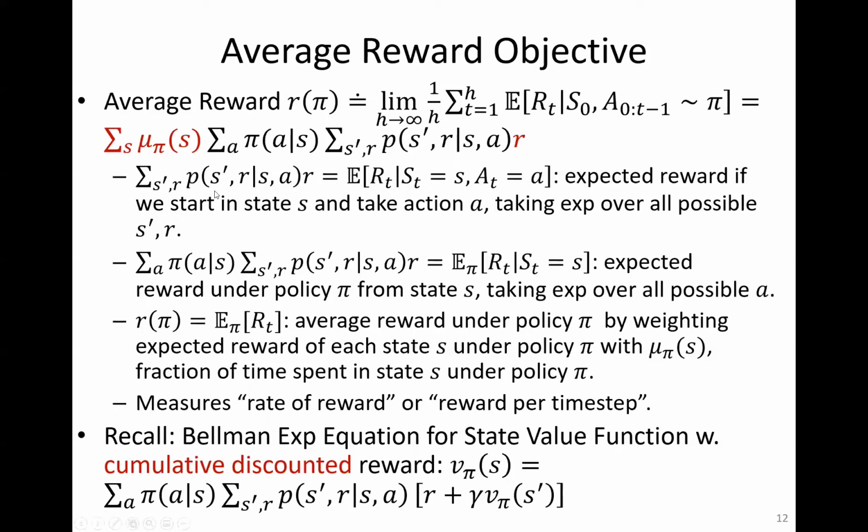The first term here is the expected reward if we start in state S and take action A, taking expectation over all possible S prime and R. The next expectation is over all possible actions from state S. And the next expectation is the average reward under policy pi, weighting the expected reward of each state S under policy pi with mu pi, the fraction of time spent in state S under policy pi.